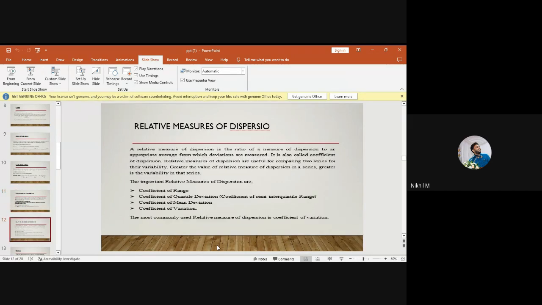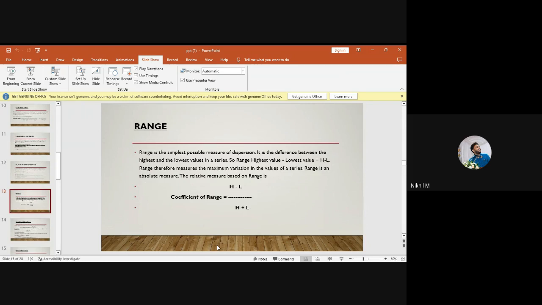Similarly, there are relative measures of dispersion. The relative measure of dispersion is the ratio of a measure of dispersion to an appropriate average from which the deviation is measured. It mainly has four types: coefficient of range, coefficient of quartile deviation, coefficient of mean deviation, and coefficient of variation.